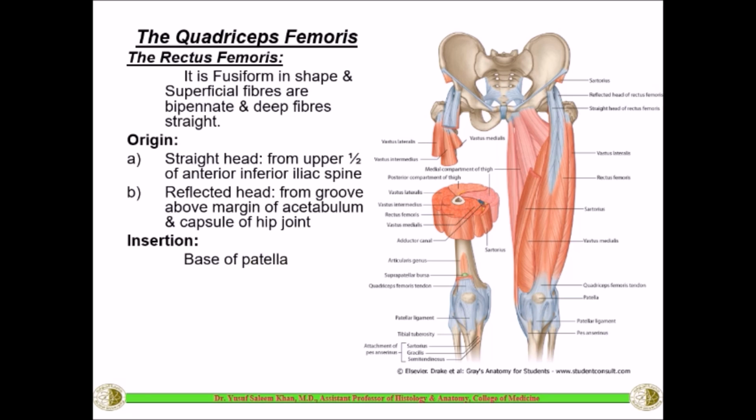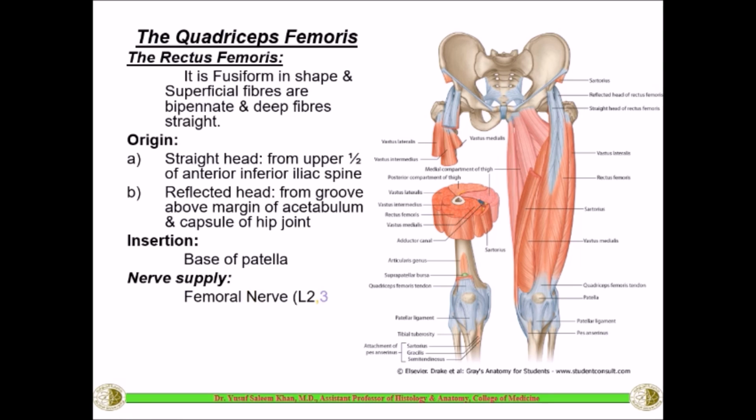The insertion of this muscle, as I said, all this muscle of the quadriceps femoris will get inserted to the base of the patella. If you see here, this is the patella. It is almost pyramidal in shape with the base directed upwards here, and the apex is directed downward. So this is a reverse pyramid like structure. So the base is on the top here. Okay, so this will get inserted to the base of the patella.